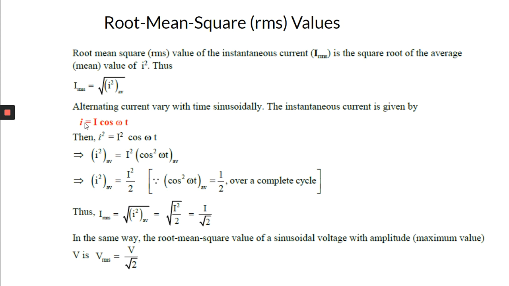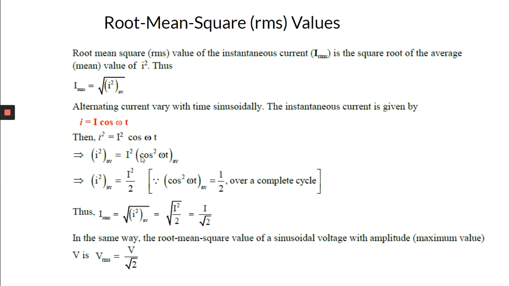As you are representing the current as I equal to I cos omega t, I square is I square cos square omega t. Then what is your I square average? I square cos square omega t average. What is the average value of cos square omega t?